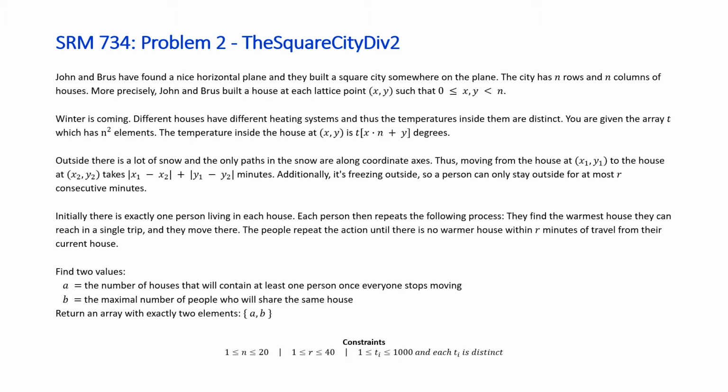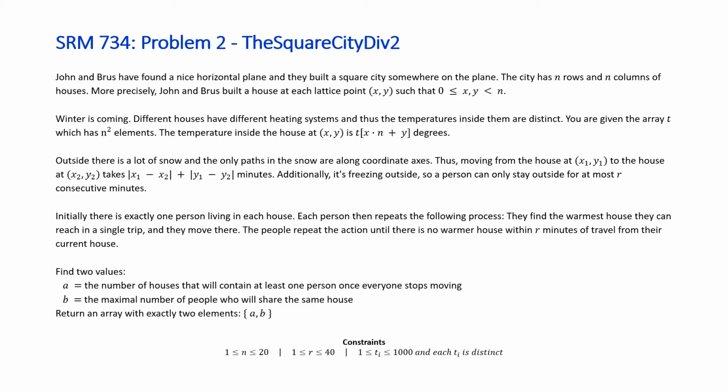Winter is coming. Different houses have different heating systems and thus the temperatures inside them are distinct. You are given the array T, which has n squared elements. The temperature inside the house at (x, y) is T of x times n plus y degrees. Outside there is a lot of snow, and the only paths in the snow are along coordinate axes. Thus, moving from the house at (x1, y1) to the house at (x2, y2) takes the absolute value of x1 minus x2 plus y1 minus y2 minutes. Additionally, it's freezing outside, so a person can only stay outside for at most r consecutive minutes.